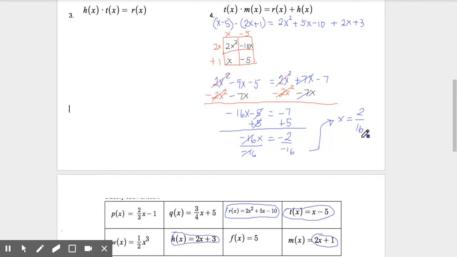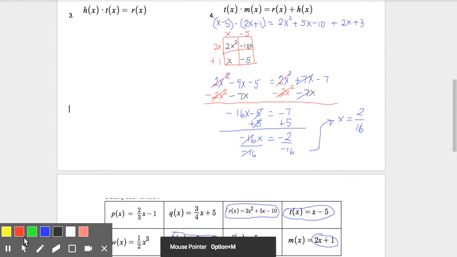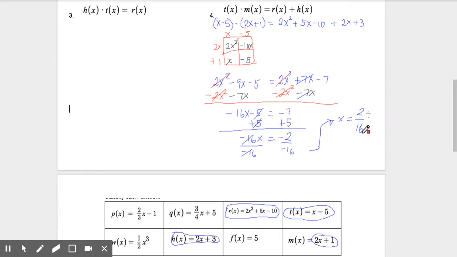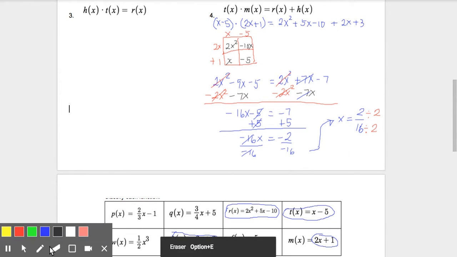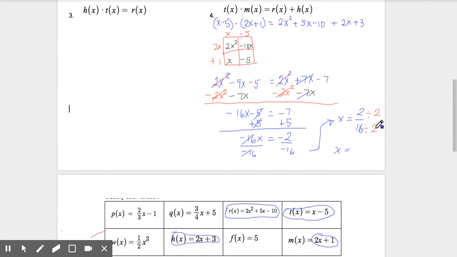But we don't stop here because we need to reduce to lowest terms. So what we're going to do is divide both numerator and denominator by their common factor. So we think of a number that goes into both 2 and 16, and that would be 2. So we do 2 divided by 2. That's going to give us 1, and 16 divided by 2 is going to give us 8. So we'll have here x equals 1/8.